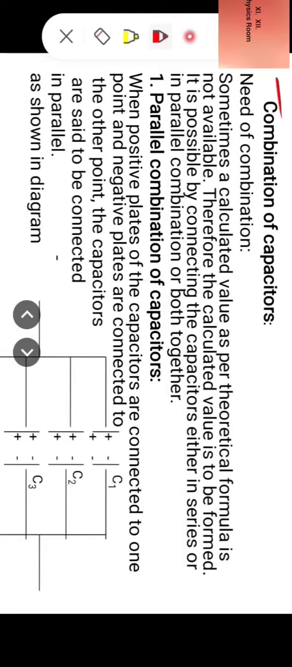What is the need of combination of capacitors? Sometimes a calculated value as per theoretical formula is not available. Therefore, the calculated value is to be formed. It is possible by connecting the capacitors either in series or in parallel combinations or both together. So we take up one by one. First we take up parallel combination of capacitors.